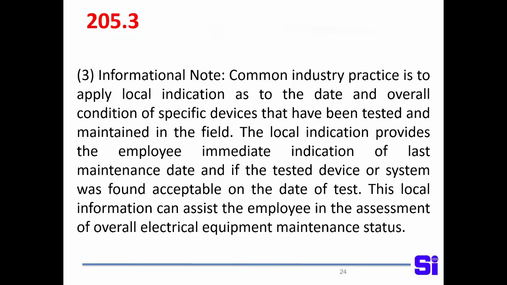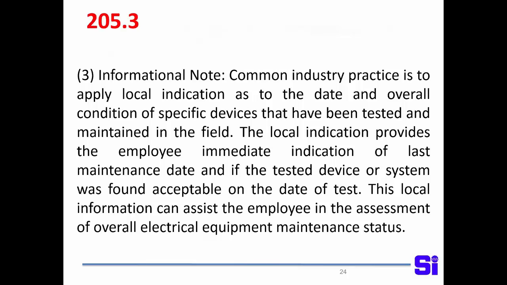But 205.3, in an informational note, and I know I said we try to make things clear in the 70E, and for some reason, we decided to use very unclear language. We could have talked about putting on a label or a decal, but instead we call it local indication. Common industry practice is to apply local indication as to the date and overall condition of specific devices that have been tested and maintained in the field. The local indication provides the employee immediate indication of the last maintenance date, and if the tested device or system was found acceptable on the date of test.